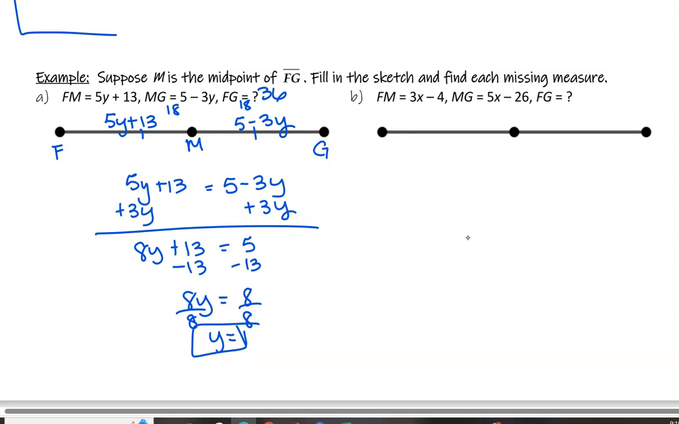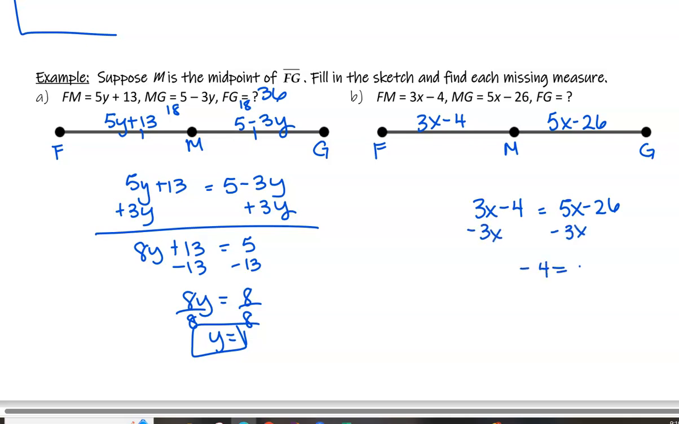Go ahead and try this last one on your own. All right, so you should have set them equal and then solved for x. So x is equal to 11.